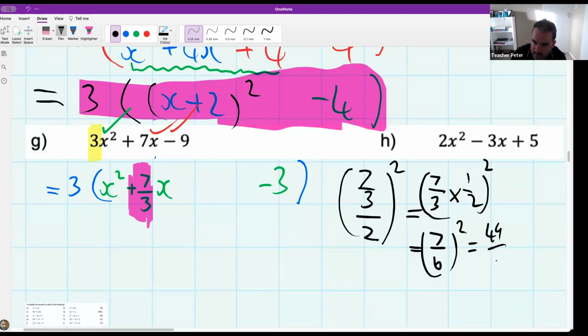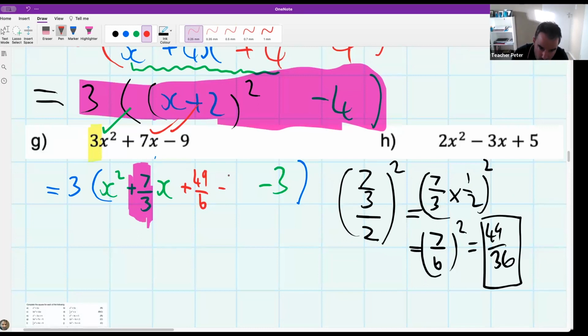49 over 36. Now, what I want to know is, from my calculator people, are you all getting 49 over 36? Are we happy that 49 over 36 is the number I need to add and take away again? Okay, so remember, I just divided this by 2 and I squared it, but it's like a dressed up number now. It's a little bit fancy. But I'm still going to go 49 over 36, and I'm adding it. And in order to not break the world, I go minus 49 over 36.